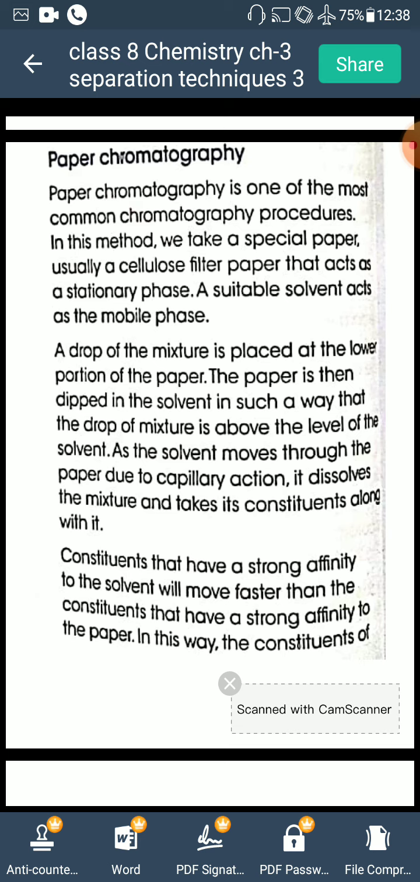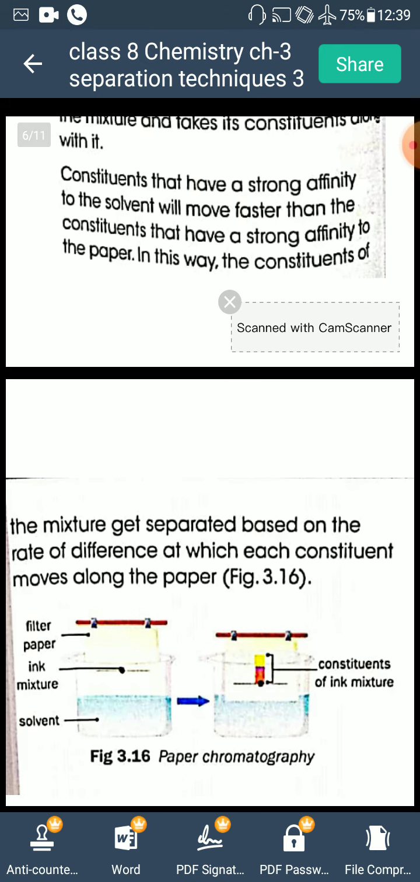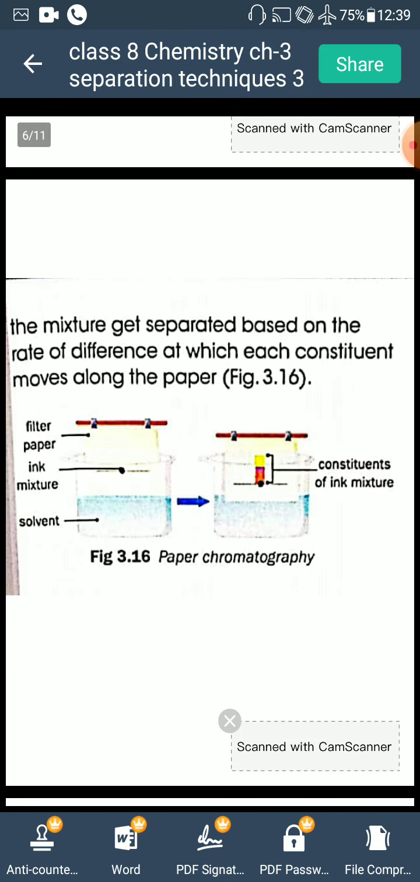Constituents that have a strong affinity to the solvent will move faster than the constituents that have a strong affinity to the paper. In this way, the constituents of the mixture get separated based on the difference in the rate at which each constituent moves along the paper. And this figure shows the paper chromatography technique.